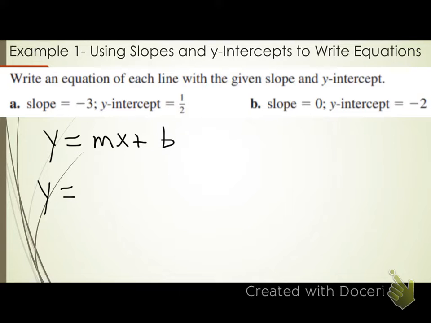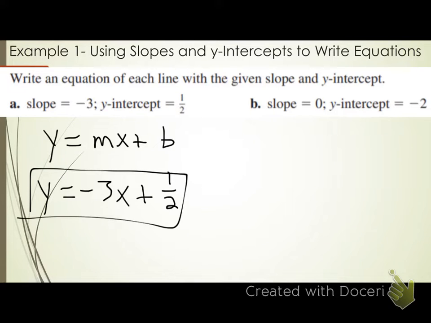What's my slope in this case? -3. So I'm going to take my m out, replace the m with -3. We okay with that? What does the b represent? Y-intercept. What's my y-intercept here? 1/2. So I'm going to replace the b with 1/2. There's my answer. Easy peasy, lemon squeezy. Questions on letter A? Does that make sense?